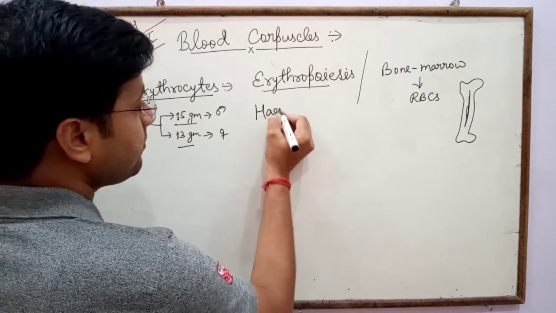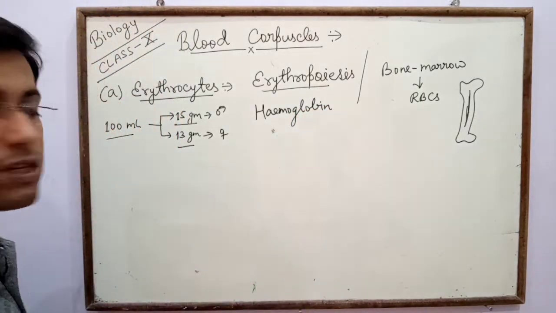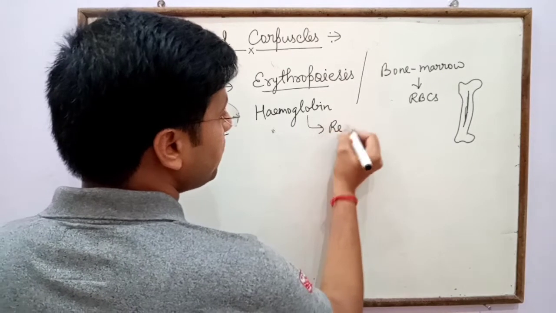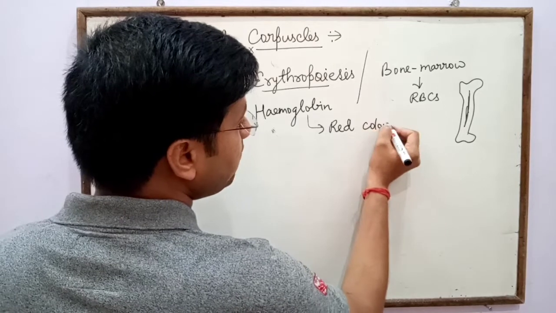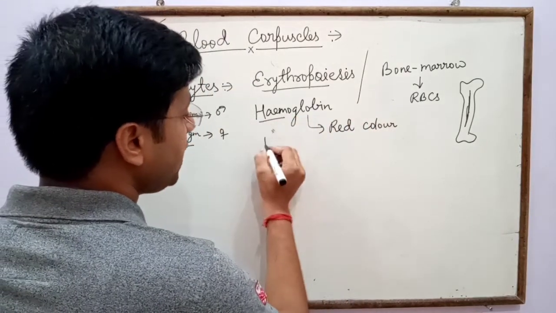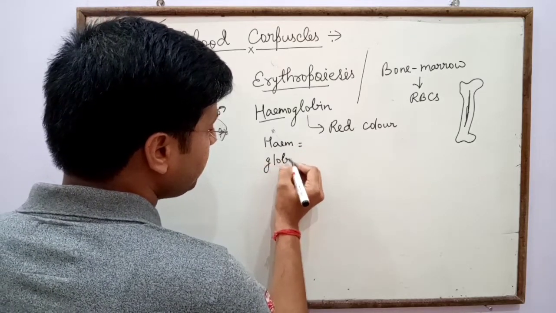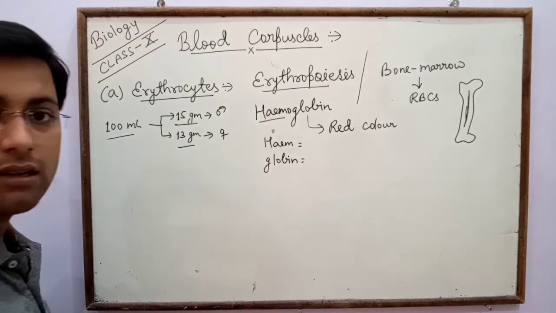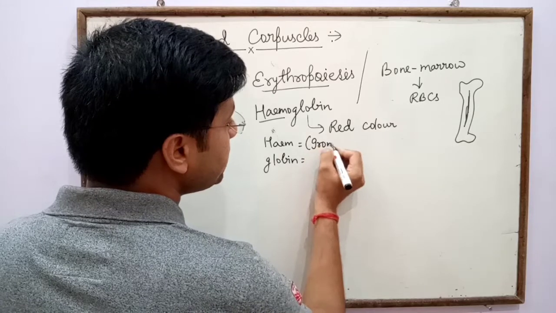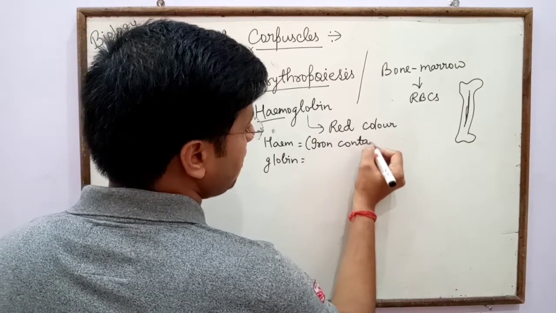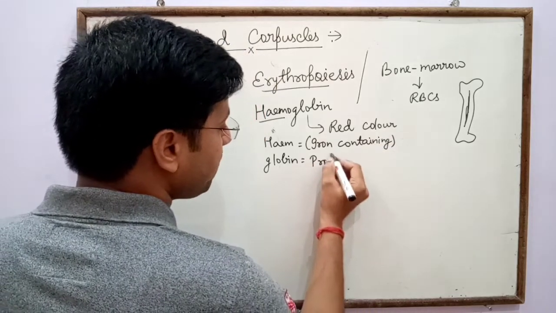What is hemoglobin and its function? Hemoglobin is responsible for the red color of blood. It is made up of heme pigment and globin protein. Heme is an iron containing pigment, while globin is a type of protein.